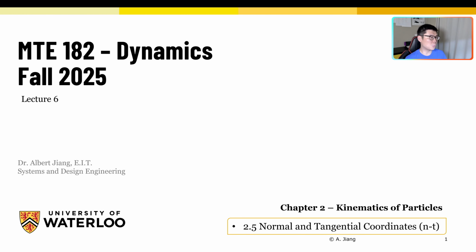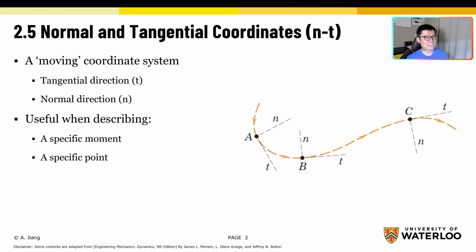In this video, I will cover section 2.5. We have learned the XY or Cartesian coordinate system in the previous section, which is especially convenient for analyzing horizontal or vertical motions. However, when I'm interested in a certain moment or a specific point on the moving path, the normal and tangential coordinate system would be more useful, depending on what my interests are. For instance, I do not care where the object is. I simply want to know the velocity and acceleration at that point, at that instant.